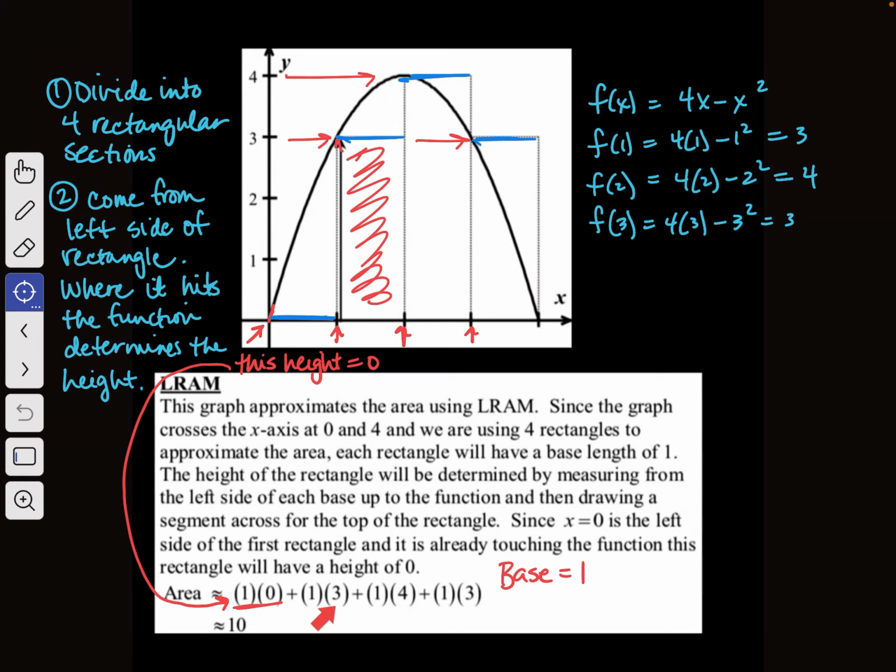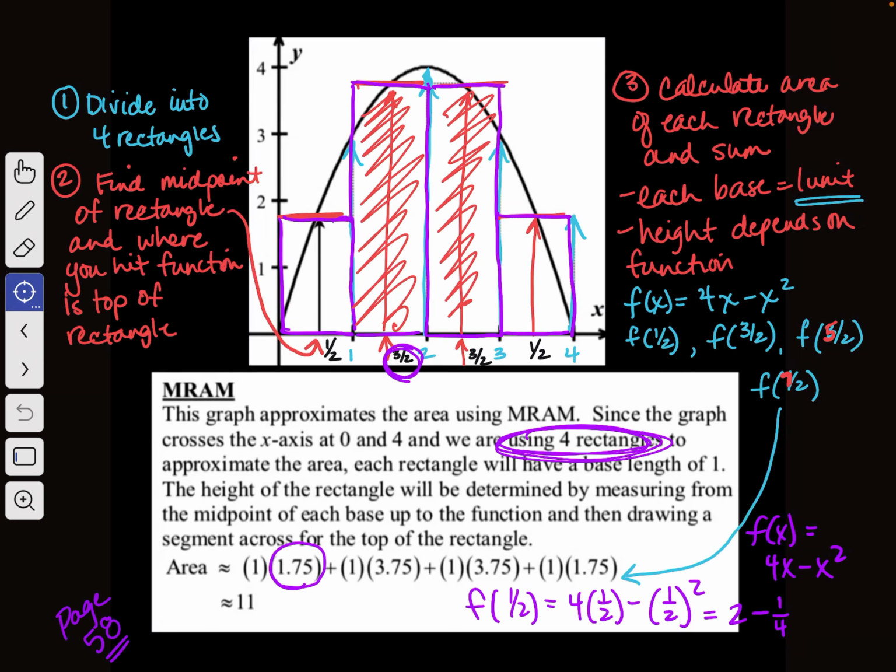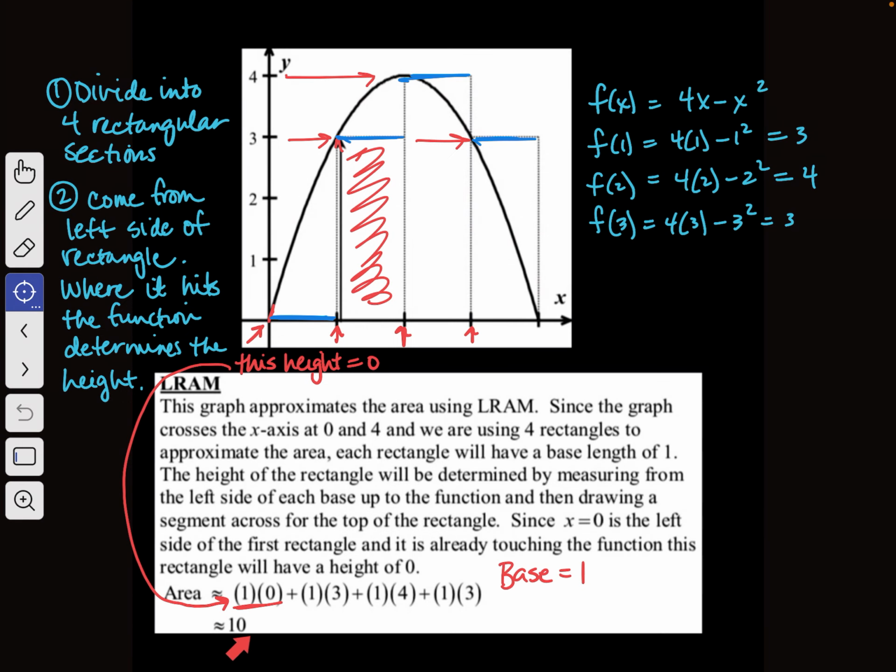So my height is 3. 3 times 1. f of 2 will give us a height of 4. 4 times 1. And then the last one, f of 3, will give us 3, and so that's 1 times 3. If we add those up, we get 10. So let me see, did I sum this up? Yes, on this first one, the MRAM, we had 11. On the LRAM, we have 10.